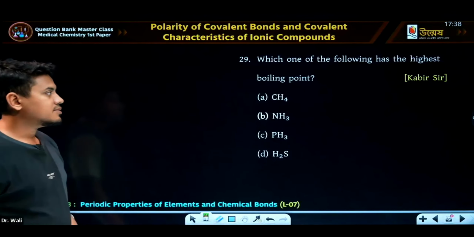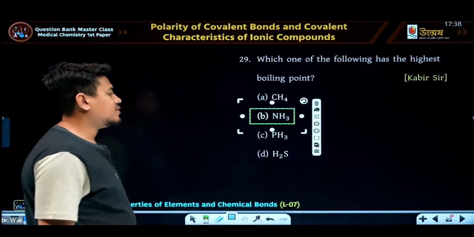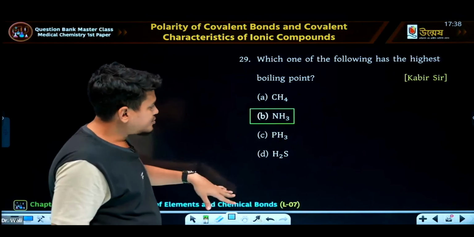Which one of the following has the highest boiling point? In this case, the highest boiling point will be for ammonia. Why? Because hydrogen bonding is possible here, but in the other options, there is no possibility of hydrogen bonding.